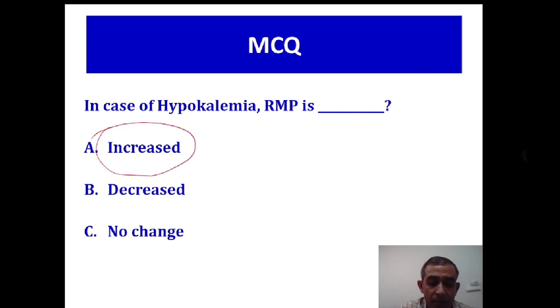RMP is increased because in hypokalemia the gradient is more, so the cell loses more potassium and the inside becomes more negative. So RMP is increased, meaning the inside of the cell becomes more negative. Whenever we say RMP increases or decreases, you just ignore the minus sign and then decide whether it is an increase or decrease. Whenever the RMP is decreased, it is toward depolarization. Whenever the RMP is increased, it is toward repolarization in terms of the excitable tissue. So the answer is A.